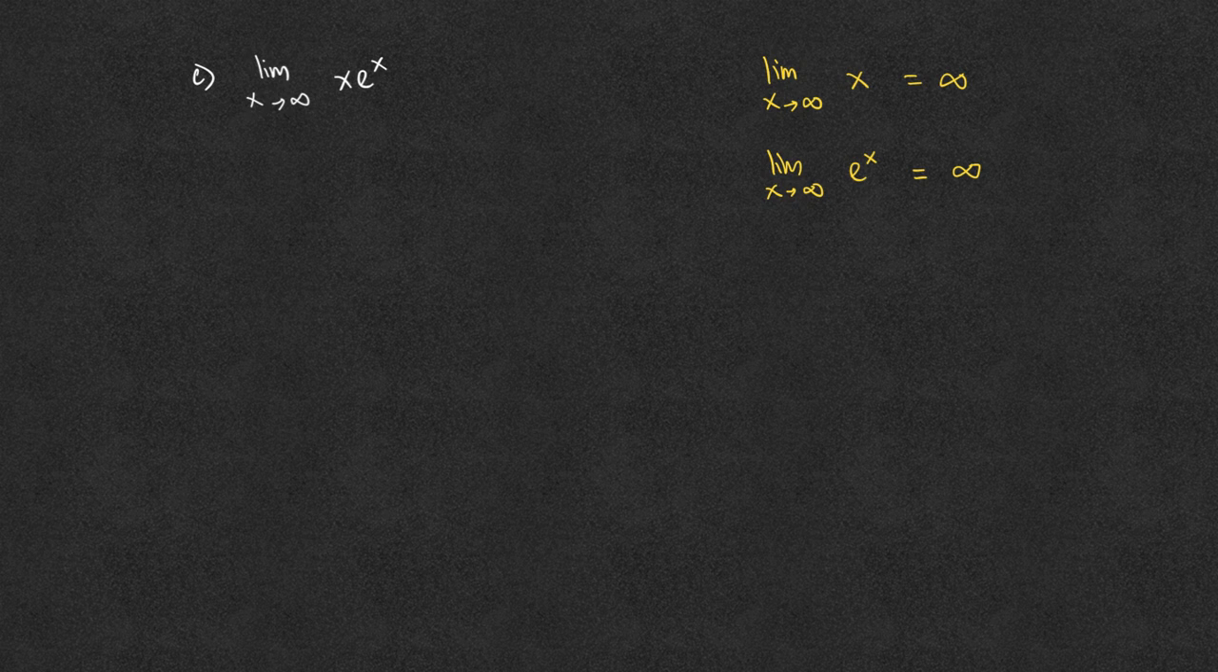And again, similar to the previous case, we cannot use the product rule of limits, but this is a very large number times a very large number. We expect that the product of two very large numbers is still very large. So that limit doesn't exist, but it doesn't exist in a special way.